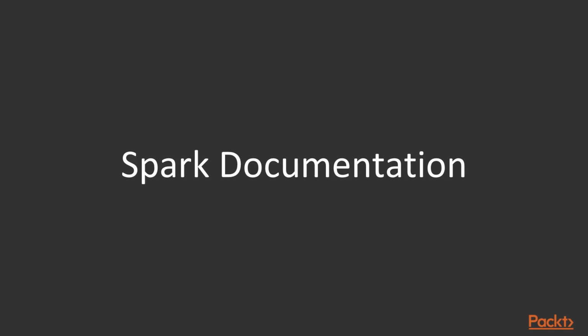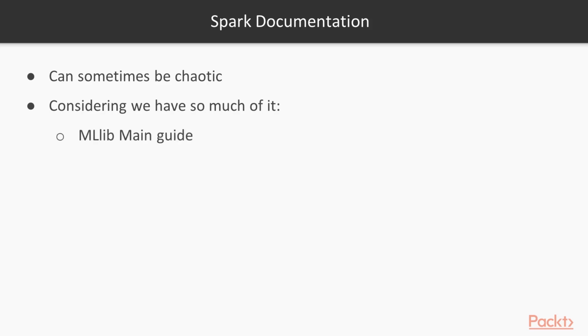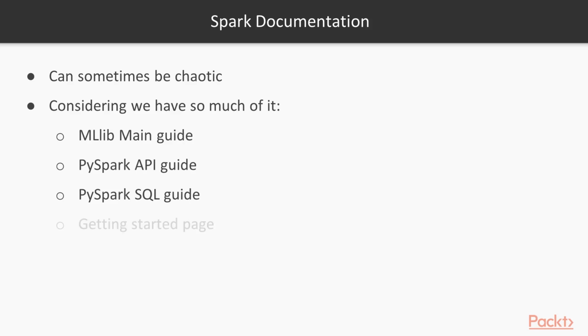Up until now, we have only touched the surface of all that is out there. Unfortunately though, Spark's documentation, and specifically that for the machine learning library, can sometimes be a bit chaotic and feel like it's all over the place, especially because there is so much of it. We have the machine learning library's main guide, the PySpark API guide, the PySpark SQL guide, the getting started page, GitHub, and the list goes on. It can be quite daunting navigating Spark's documentation and understanding what is there.